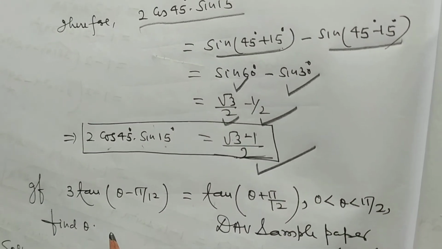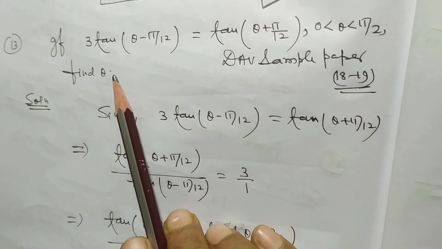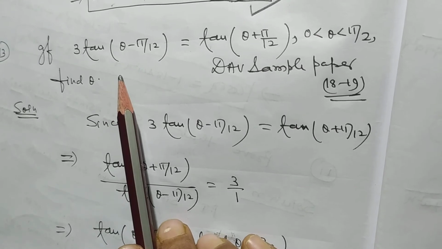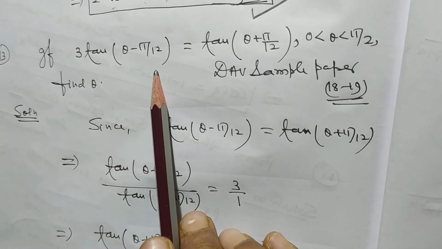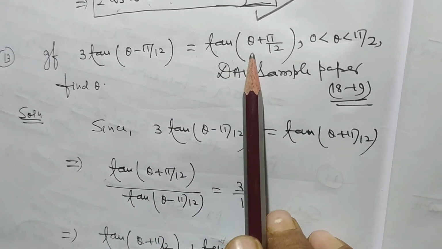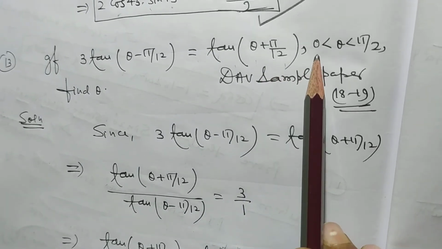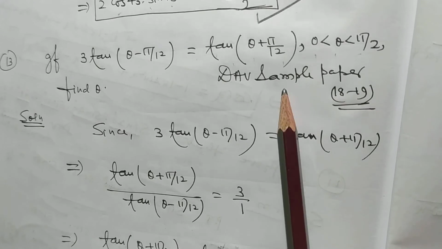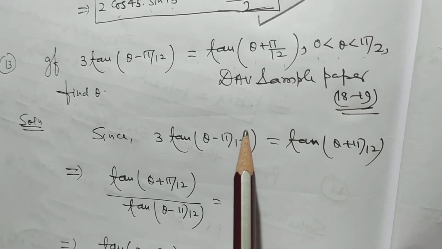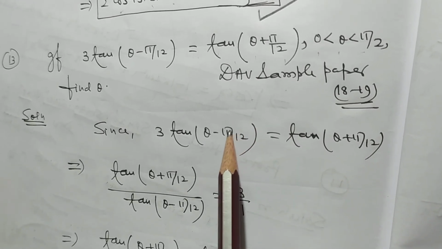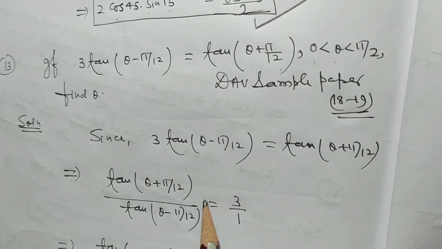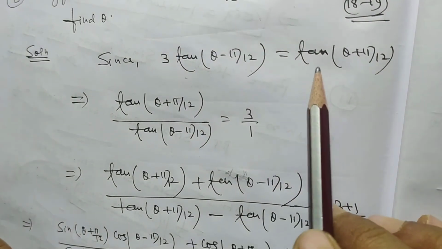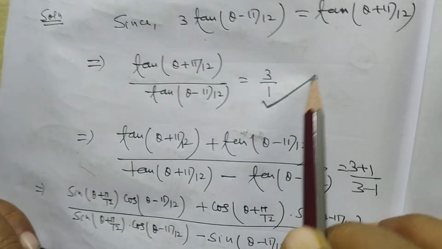So now my dear students, I want to discuss problem number 13 also. If 3 tan of angle theta minus pi by 12 is equal to tan of angle theta plus pi by 12, with 0 less than theta less than pi by 2. This problem is from DAV sample paper 18 and 19. So the question is, how will you solve this problem? This problem is very, very important. Now we take the ratio: tan of theta plus pi by 12 divided by tan of theta minus pi by 12 is equal to 3 by 1.